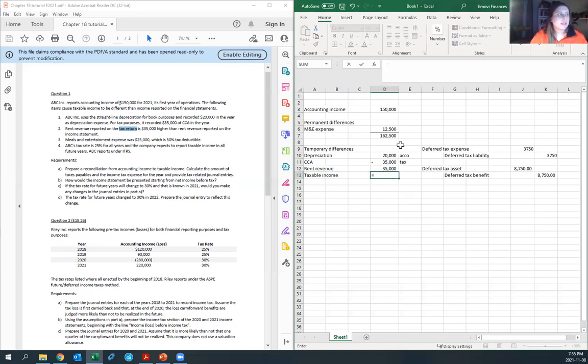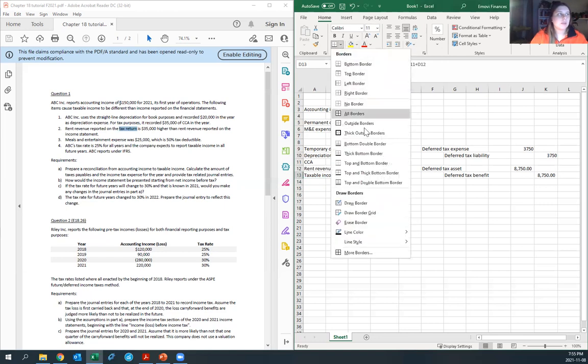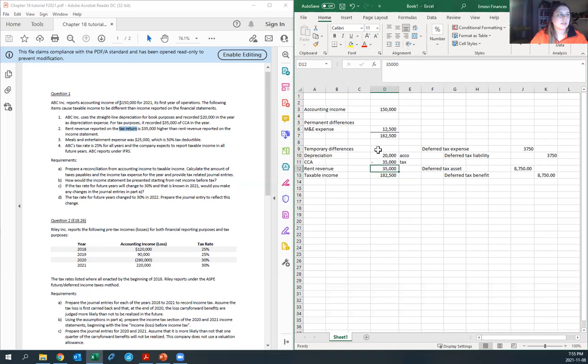So now you get to your taxable income. Your taxable income is going to be the 162,500 plus your $20,000 plus your minus $35,000 plus your $35,000. So you get a taxable income of $182,500. So here, your accounting income with your permanent differences is lower than your taxable income.